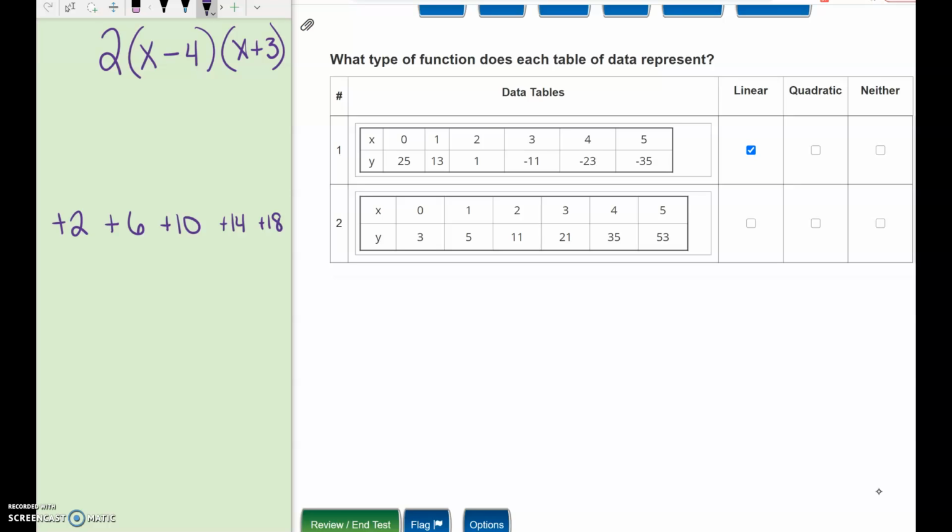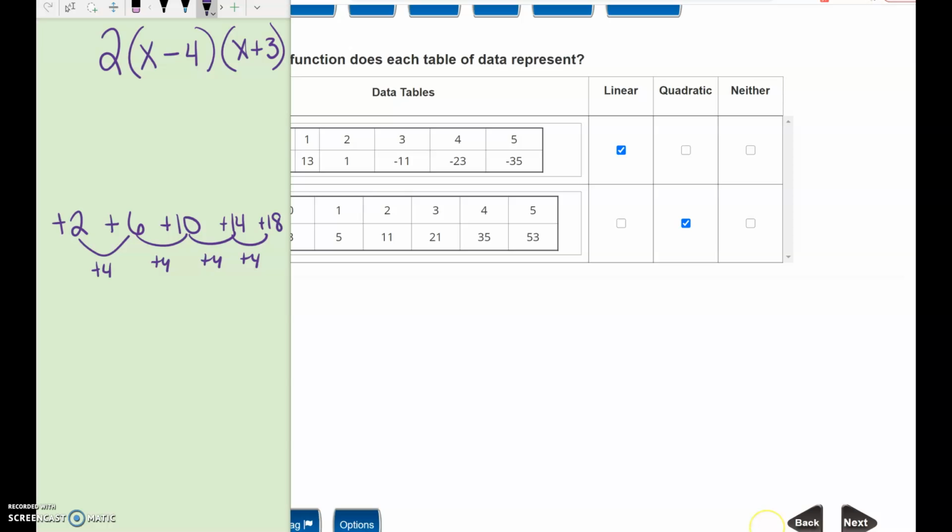So now I'm going to check the next level. From 2 to 6, we add 4. Add 4, add 4, add 4. If the second level is the same, that means it's quadratic. If the first level is not the same and the second level is not the same, then you would click neither. But the second level was the same, so it is quadratic.